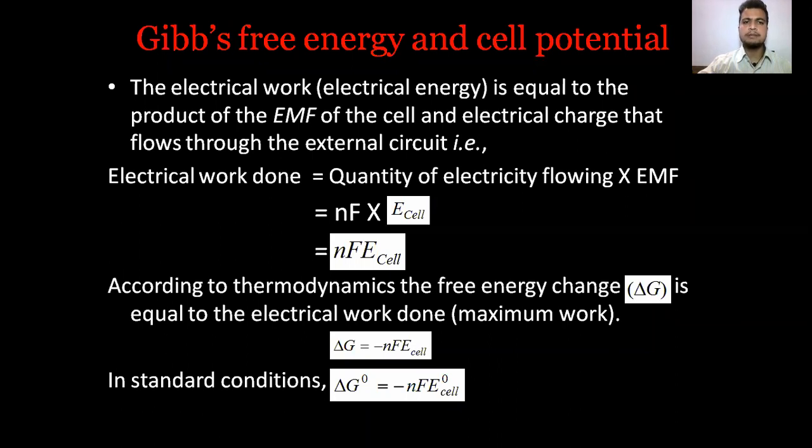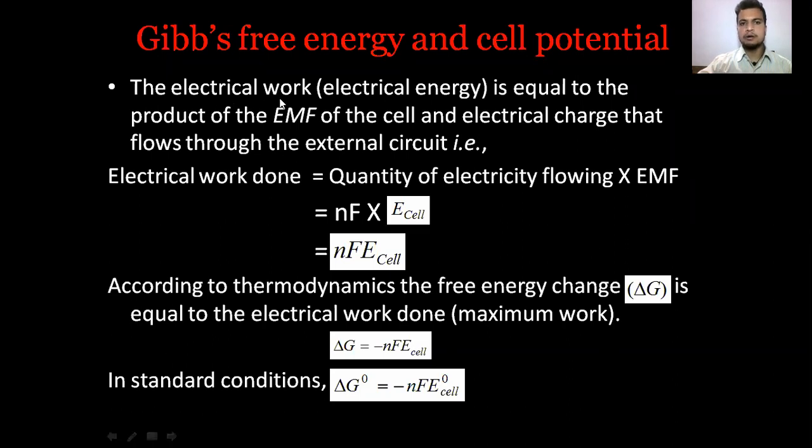If a system has some energy which it can use to do some useful work, that particular energy is nothing but Gibbs free energy. Now try to understand the system. What we are talking about is nothing but a cell. A cell is performing work, and by doing that work it is producing electrical energy. So our system, an electrochemical cell, is producing electrical energy by doing electrical work.